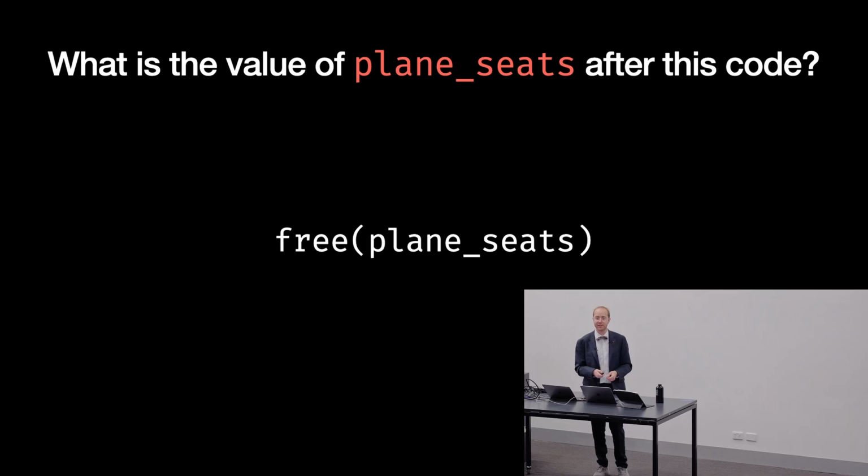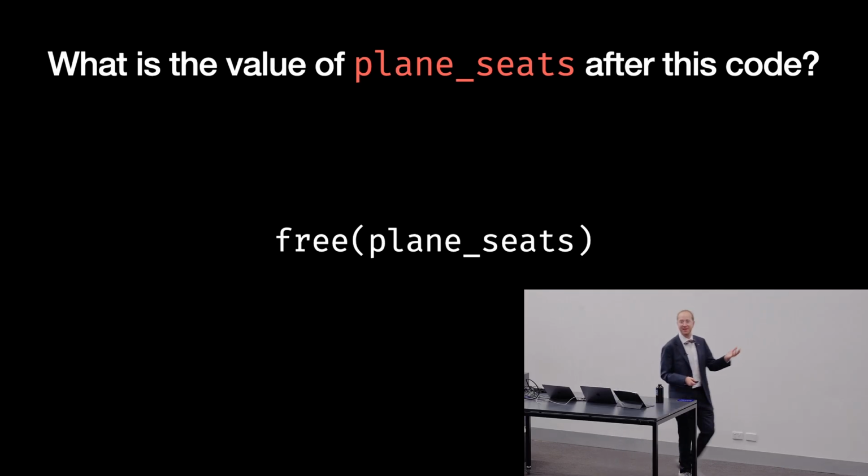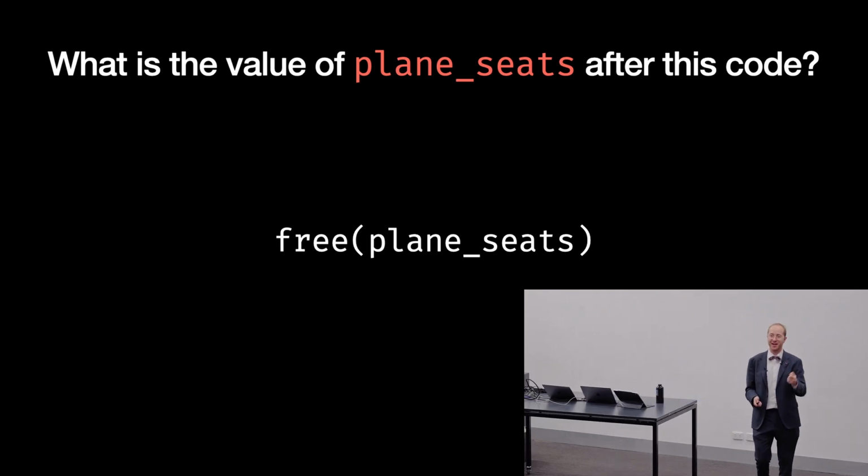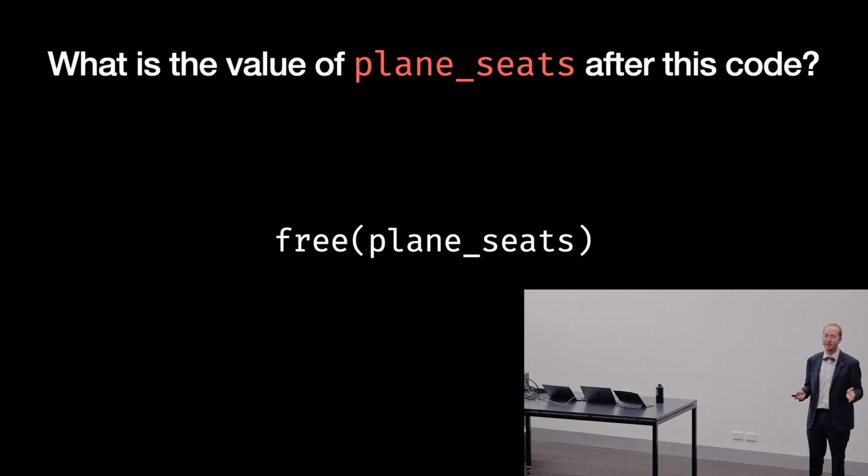And what about plain seats after this code? So Nick as well, now we've gotten the value of the address back from malloc, and now I've run free plain seats. Now what's the value of plain seats? It will still be the same until you make it null, right? Yeah, exactly. So plain seats here is still the same address. It's just that that address no longer belongs to us.